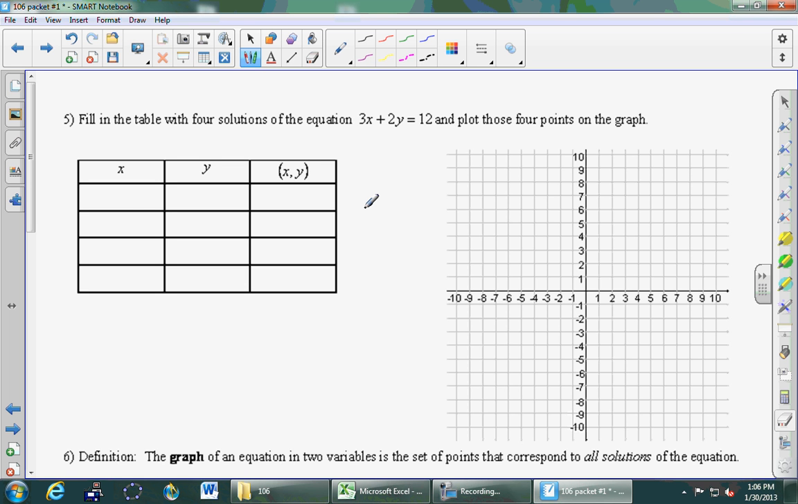So the easiest number that I like to pick, you can pick any numbers you want for x or y, the easiest number generally is just 0. If I plug in 0 for this x right here, then essentially it goes away. So I'm just going to ignore this in my mind and then say, okay, I've got 2y equals 12, and that's an equation I can solve. How much is y? 6. So that's easy enough to do.